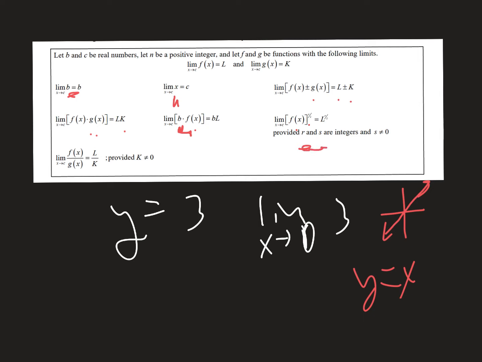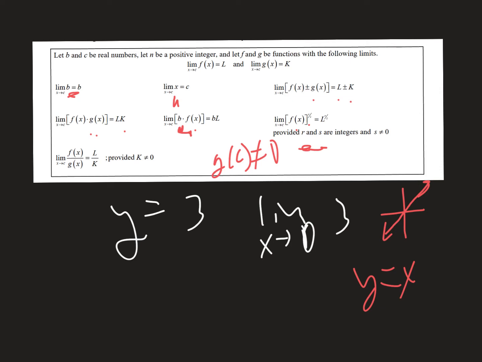And then if you're dividing, it's equal to the quotient of the two limits, as long as the denominator is not 0, right? As long as that g of x, as g approaches c, is not equal to 0, because I can't divide by 0 there. Okay, so that's it in a nutshell. I don't think you'll find them too hard.